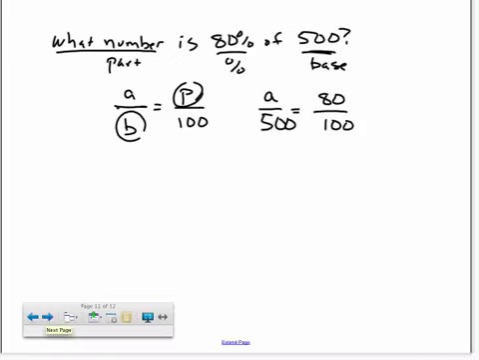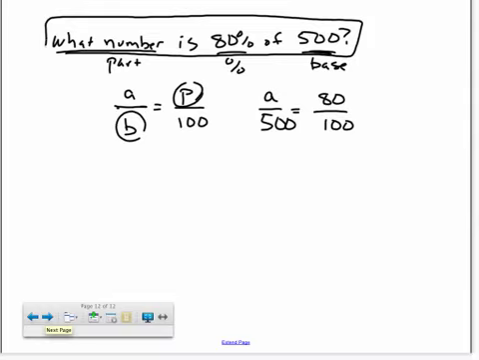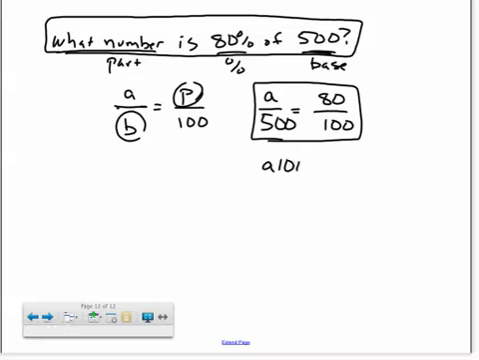The toughest part of these problems is always setting them up. And so reading this sentence and figuring out what they're asking you to do is always a key. Once you get to this part here, it's not so bad anymore. Now this is pretty easy. We're going to say A times 100 equals 500 times 80.